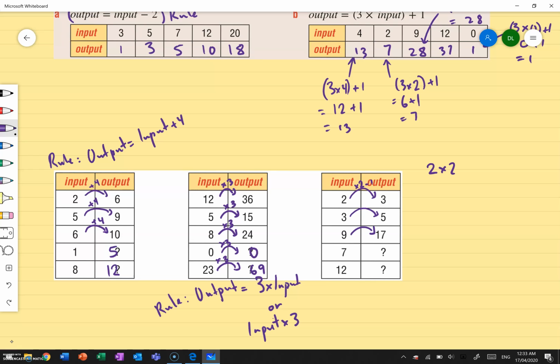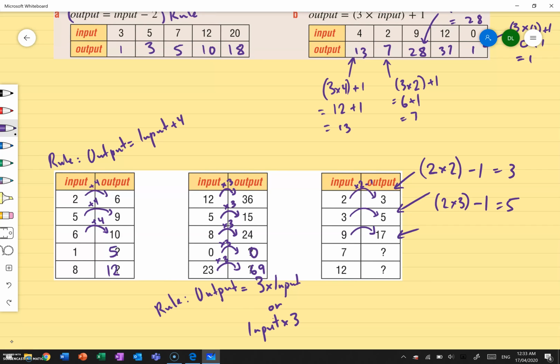2 times 2 minus 1. So 2 times 2 is 4. 4 minus 1 equals 3. Let's go to this one over here. Let's do this one here. 2 times 3 minus 1. So 2 times 3 is 6. Minus 1 is 5. It's 5 there.